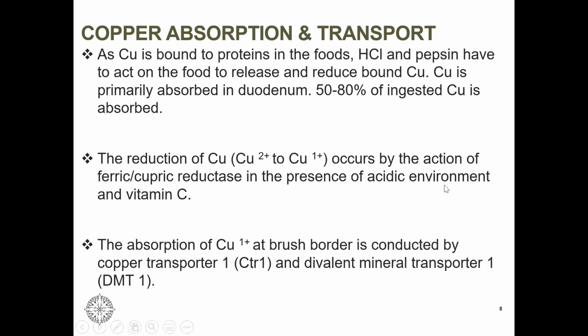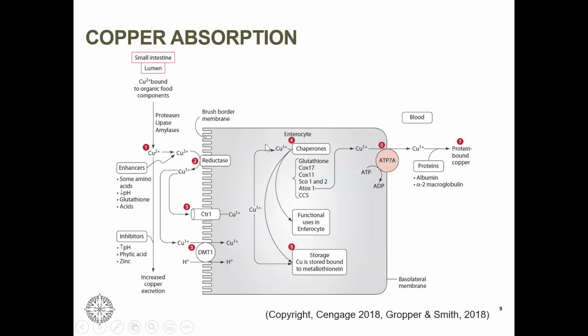And both of them need an acidic environment. That's why vitamin C is beneficial for their absorption. So let's come straight to the diagram. You know what's happening here in the first step. Then here you can see that if there are some enhancers present, apart from vitamin C and low pH, even some amino acids and glutathione also help, because they convert cupric to cuprous.